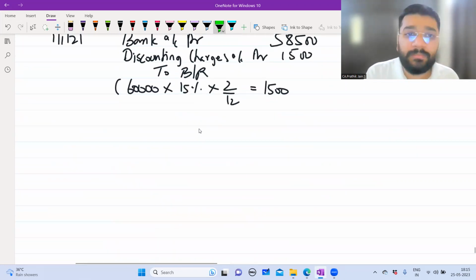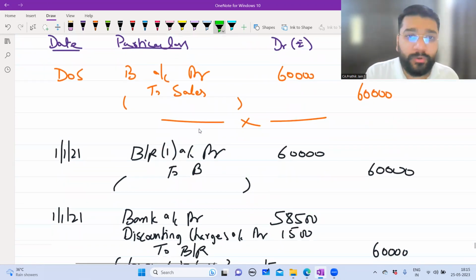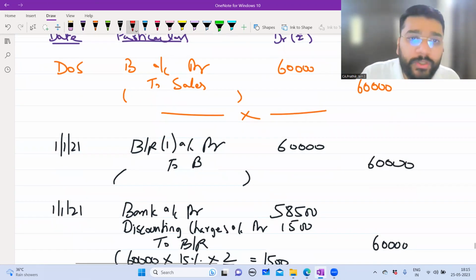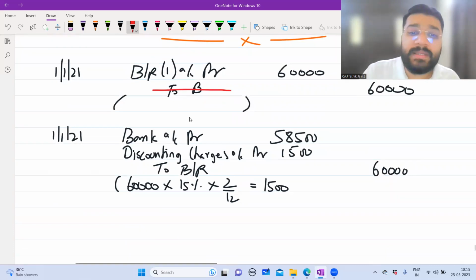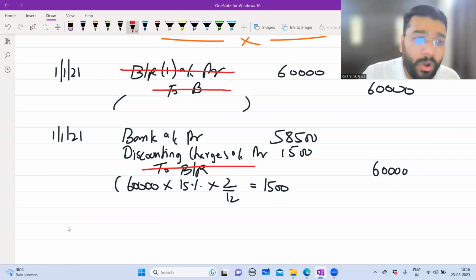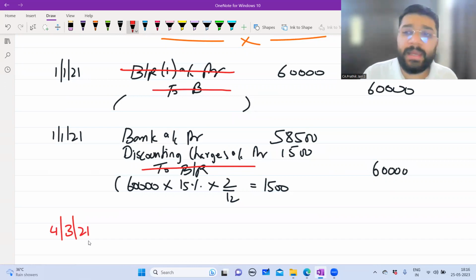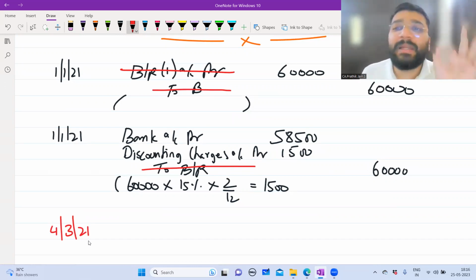So now the banker will come. What will he do? So before that, knock off the accounts for your clarity. B account is opened here. B account is closed here. Bills receivable account is opened here. Bills receivable account is closed here. So every account is closed now. Now on the maturity date, which is 4th of March 2021, guys, what will the banker come and do to you? He will directly take the money from your bank account.